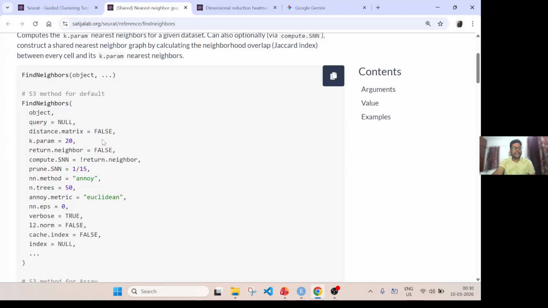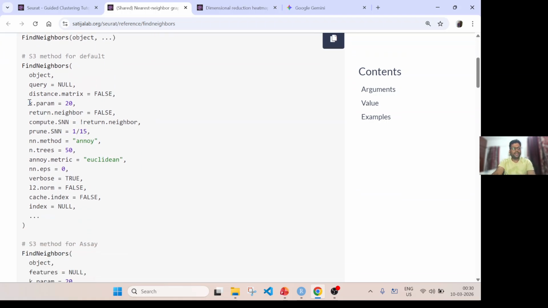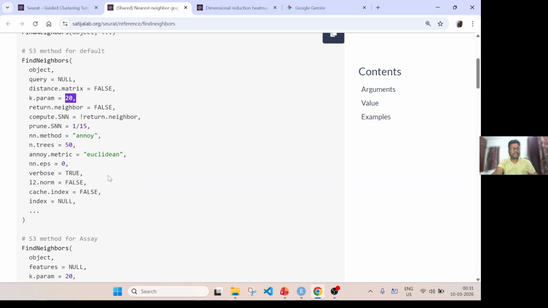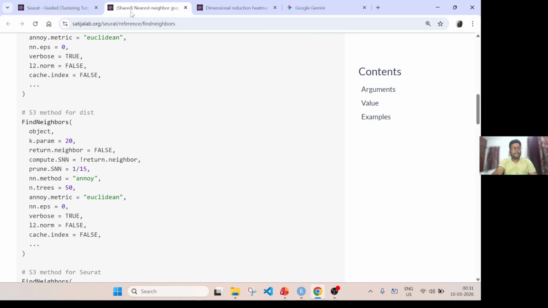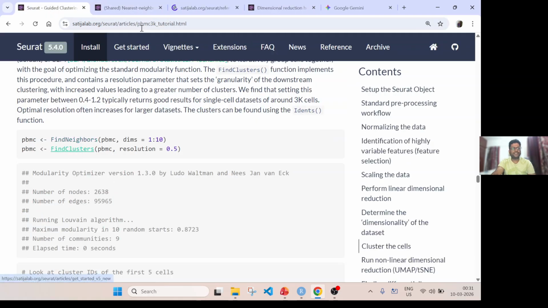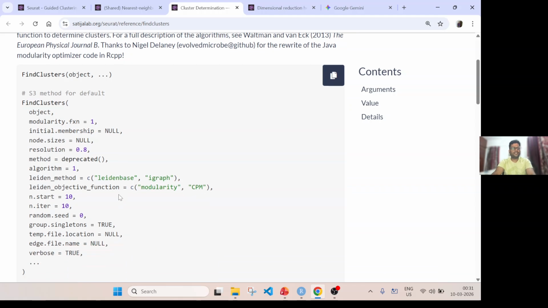As I said, in the FindNeighbors method you can choose how many neighbors you want. I think that is the k.param parameter, like 20 neighbors for every cell to construct the graph. And the other thing is FindClusters. Here the most important parameter is the resolution. The default is 0.8, and I used 0.5. As I said, if you increase the resolution, you will get more clusters.